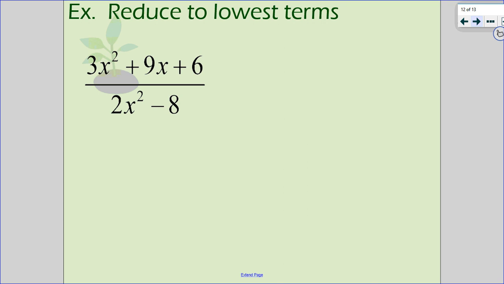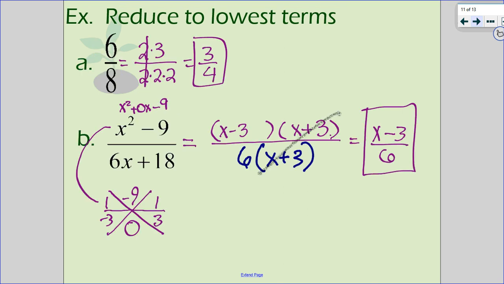Would you write it out then, like the all real numbers thing? No, because this one just says reduce it. So this is it. That's all we have to do there.